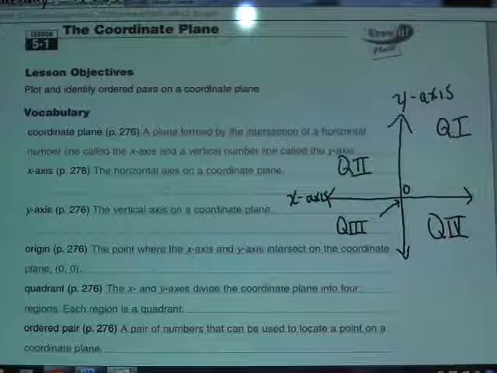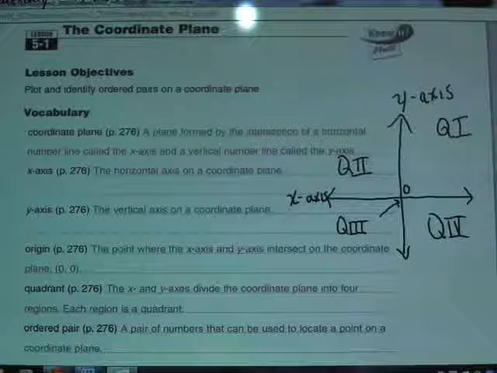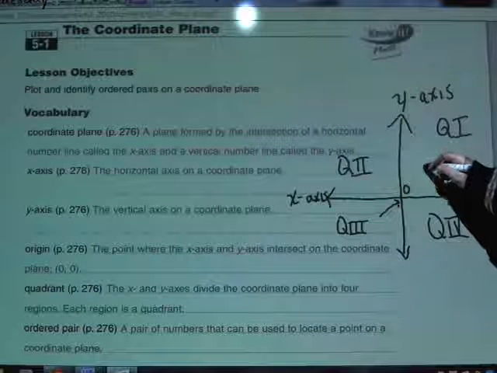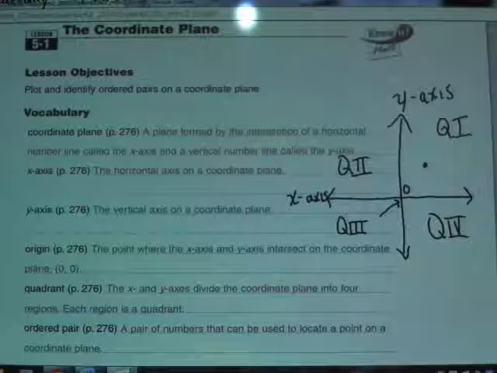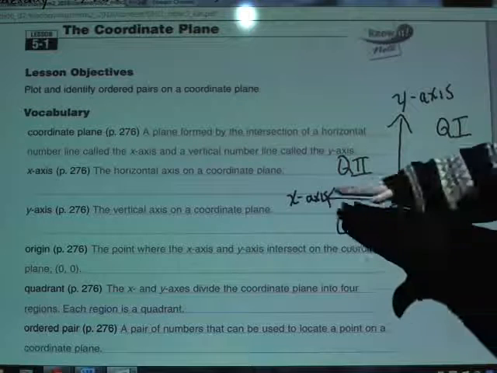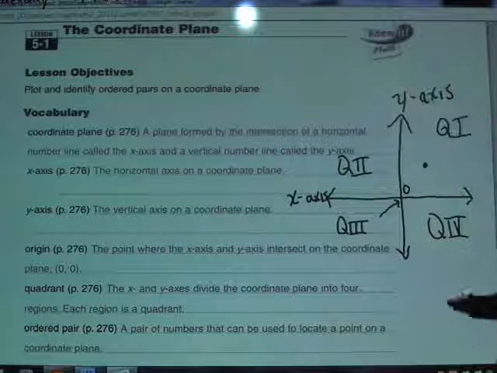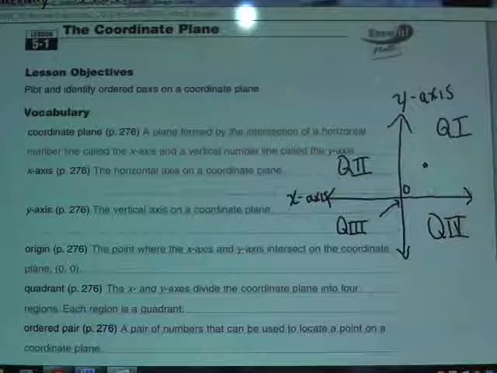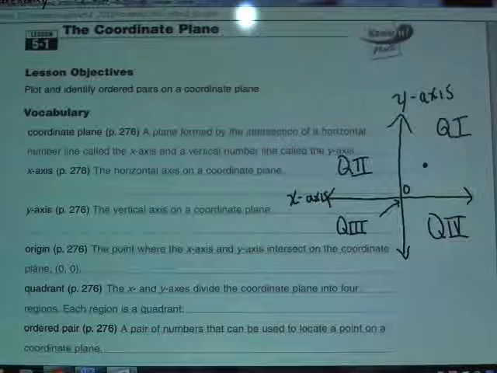And then ordered pair, that's a pair of numbers that can be used to locate a point on a coordinate plane. So, for instance, if I put a point right here in quadrant 1, we can say more about it other than it's in quadrant 1. It's going to correspond with something on the x-axis and something on the y-axis. When we write that x-axis number matched up with the y-axis number in that particular order, that is an ordered pair.